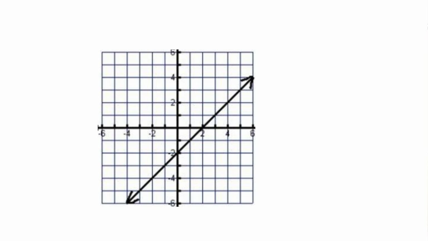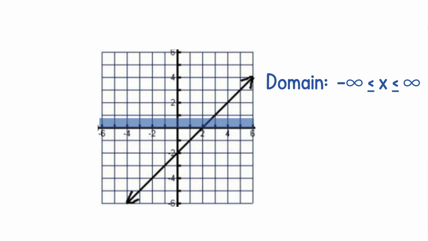Finally, let's look at this graph that is just one straight line that continues forever in both directions. So the domain is all x values, and the arrows let us know that it will continue to go on forever left and right. So the domain will be all x values between -infinity and +infinity. The y values are also going to extend forever up and down. So our range will be all y values between -infinity and +infinity.